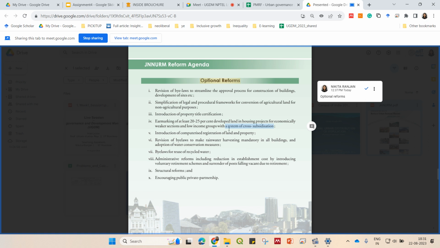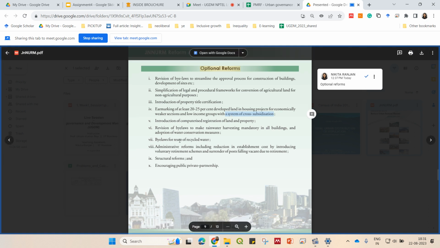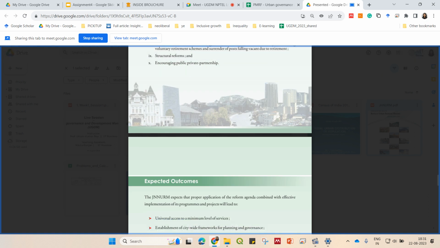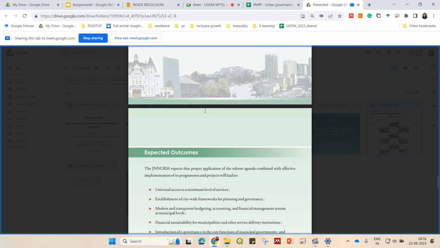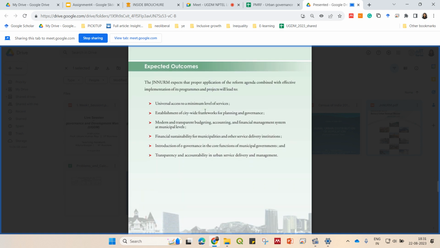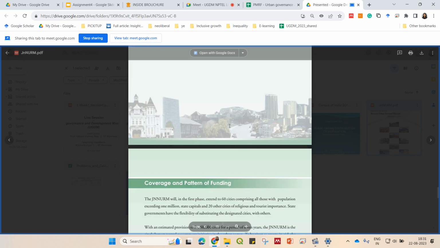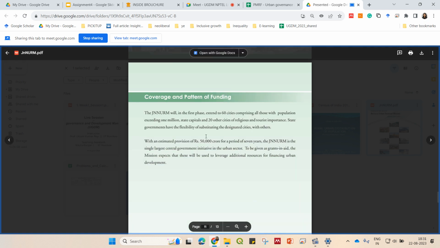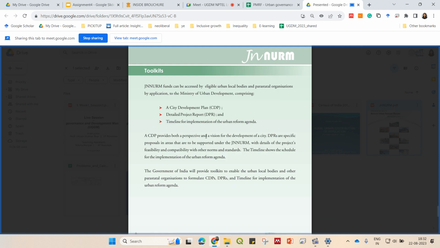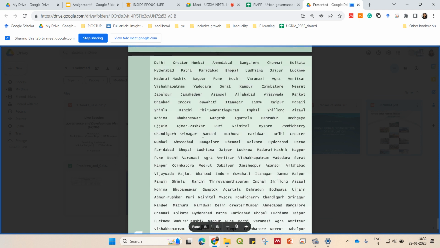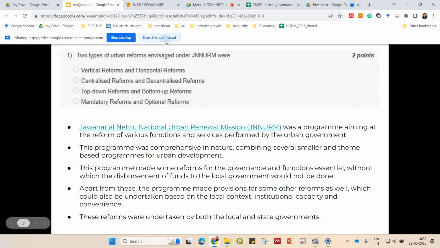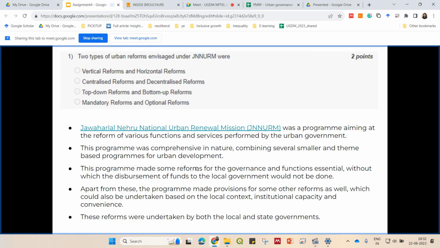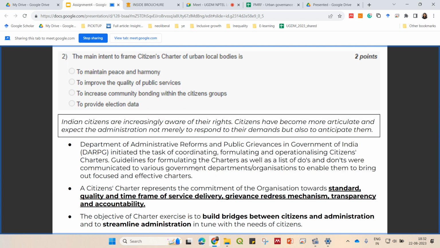So this is just one example. You can read more of these. I have attached the link to this document and I have uploaded it in our shared folder also. Then further you can read what the expected outcomes were, what was the coverage and pattern of funding for JNNURM, and several other things. So I hope this is clear to you, and I hope that now you are equipped with all the information that you need to answer this question. Now, moving to our second question for today.